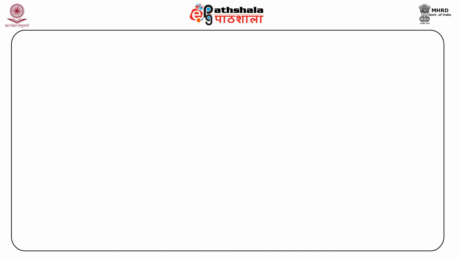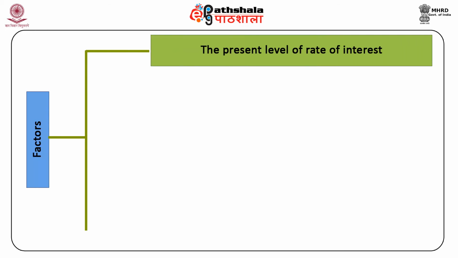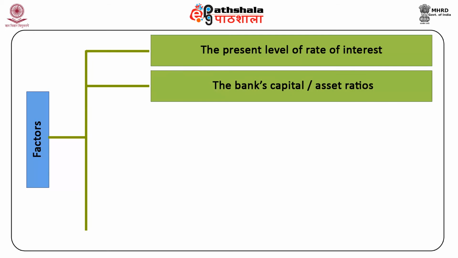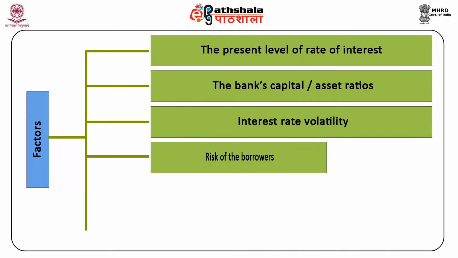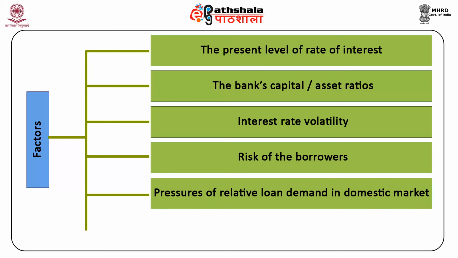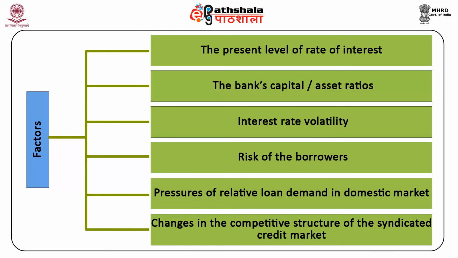While quoting spread in a syndicated loan, a number of factors need to be considered, which are: 1. The present level of the rate of interest. 2. The bank's capital to asset ratios. 3. Interest rate volatility. 4. Risk of borrowers. 5. Pressures of relative loan demand in the domestic market. 6. Changes in the competitive structure of the syndicated credit market.